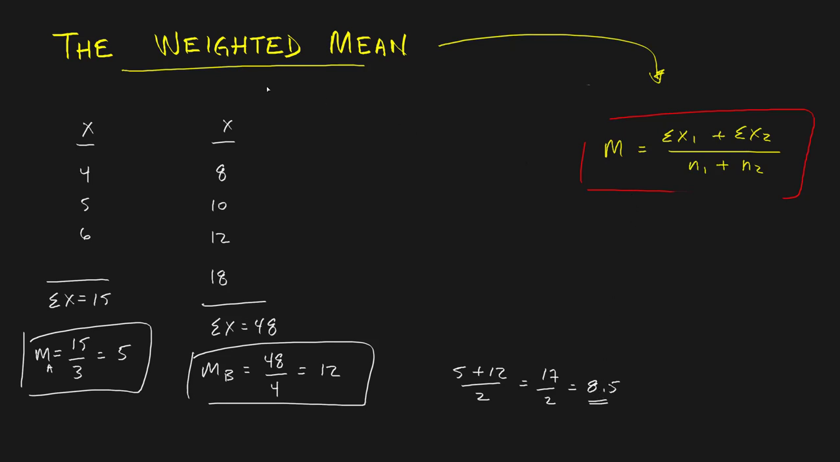Our mean, the weighted mean, to do it properly, we're going to do it this way. It's the sum of the first data set, so that's 15, plus the sum of x for the second data set, that's 48. And then I've got 3 scores in the first sample, 4 scores in the second sample. So what have I got here? 15 plus 48.